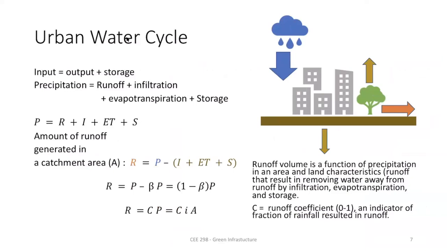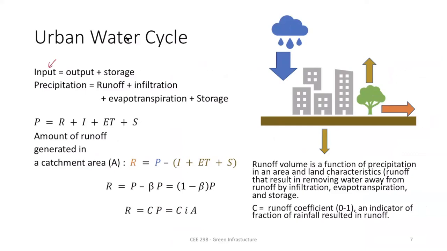That volume of water depends on the different processes that could happen in the catchment area. So I explain it here. This is something you already know from C-153. I'm just going to explain it now. So again, mass balance means everything that comes in has to be what leaves the system and what remains inside the system. So that's why input means all the water that is received in that catchment area.